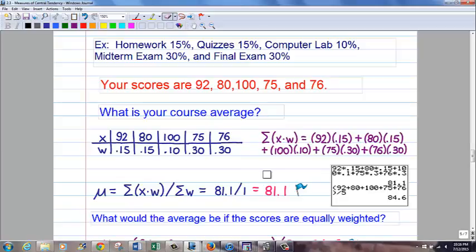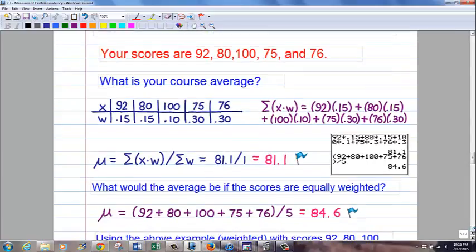Then I just threw a hypothetical in there and said, all right, what if we didn't have the weighted average and your course grade was just based on those 5 scores, all equally weighted? In that case, if they're all equally weighted, you just add them up and divide by 5. So it's not really a weighted average anymore. And it would have been 84.6 if they were equally weighted.